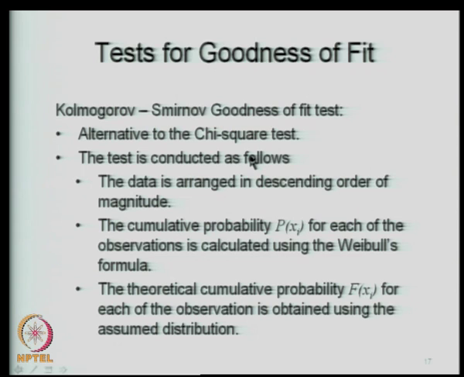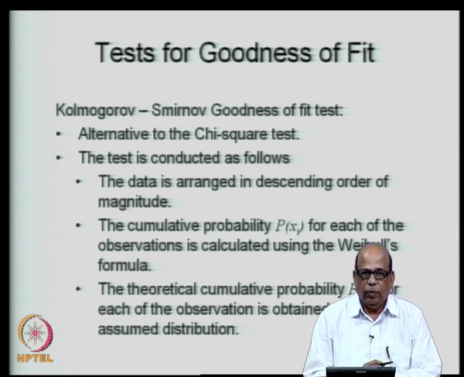There is another test that we will discuss now, which is called the Kolmogorov-Smirnov test. This is an alternative to the chi-square test. Normally, when we want to examine whether the data fits a given distribution or not, we carry out both tests, for reasons that I will come to slightly later. The Kolmogorov-Smirnov test is advantageous computationally, and in many situations it is also a superior test statistically.